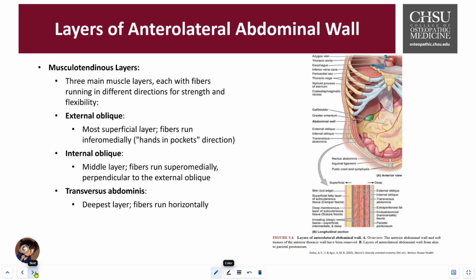Oftentimes, there could be weakness or tears in these layers that could lead to inguinal hernias. This is particularly so where the transversus abdominis and the internal oblique form the conjoint tendon. That region is pretty weak.